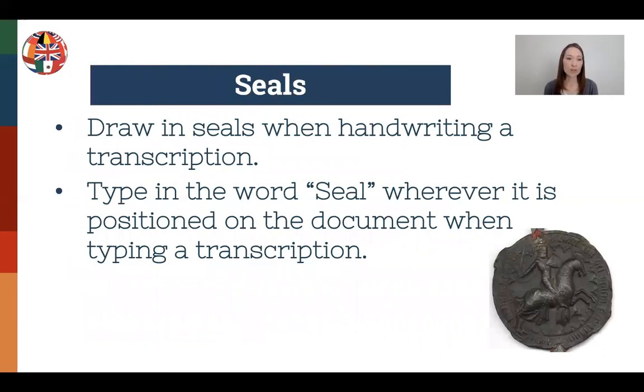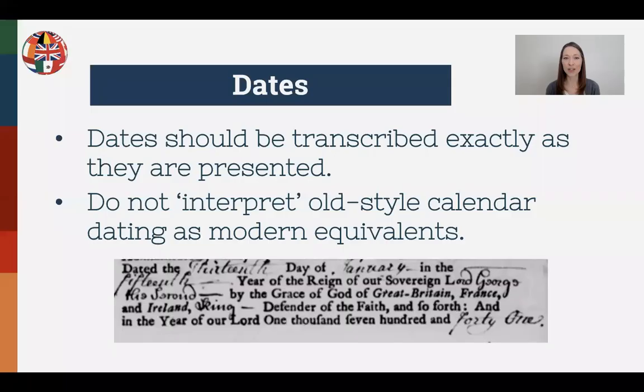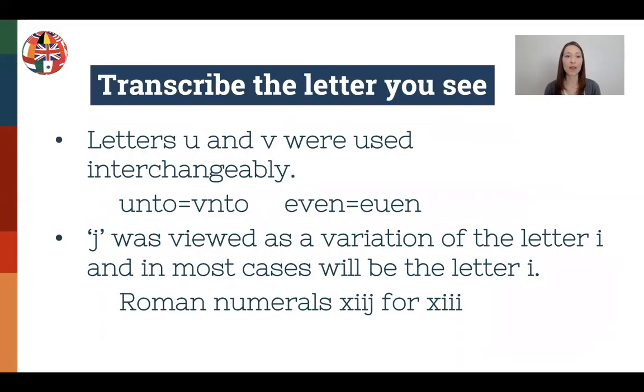Seals, you just draw those in wherever they are if you're doing it in handwriting. If not, just type the word seal wherever it was on the page, best you can locate it there on the page. Dates, you just transcribe them exactly as you see them, and you don't interpret them from the old style. You don't change them at all. Just say exactly what is there.